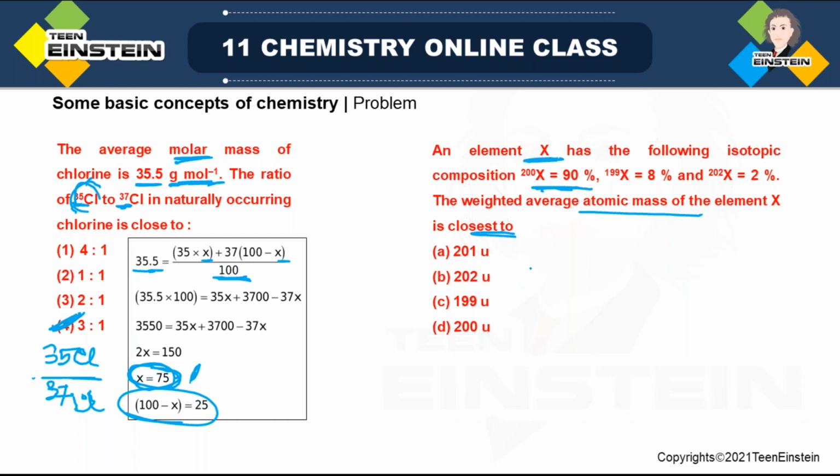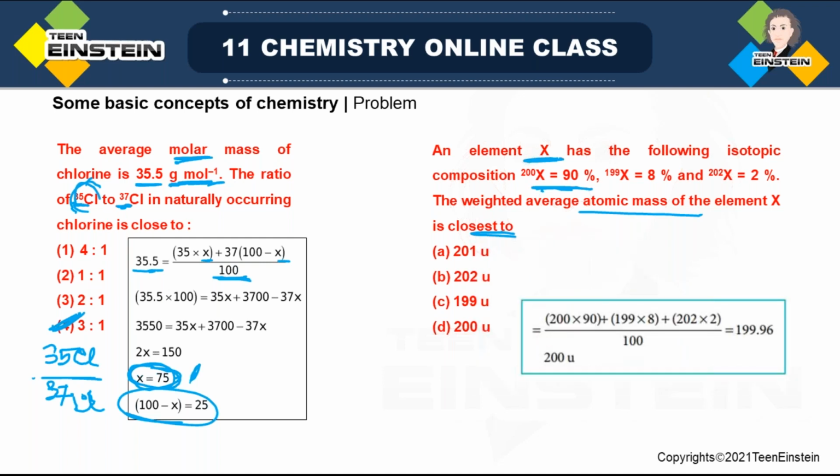So now the same type of calculation that we did in the previous slide: 200 multiplied by 90, then 199 multiplied by 8, then 202 multiplied by 2. So you are getting 199.96, but directly this value you are not getting in any of the options. And don't choose this one, because if you round off 199.96, it will be 200. So that is why you have to choose the last value, option D.